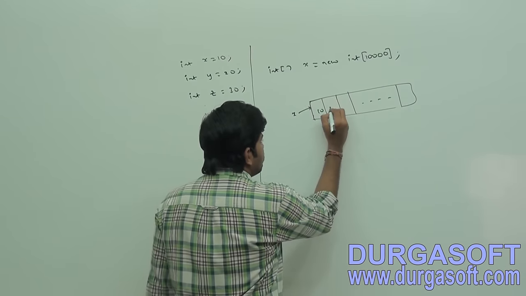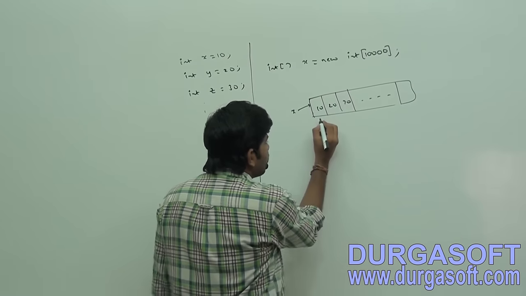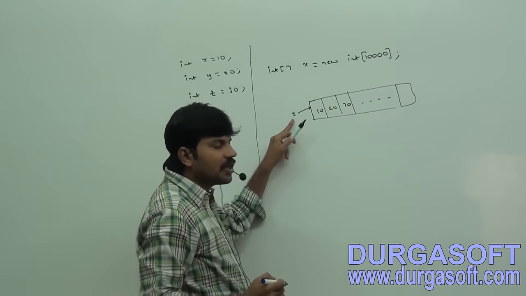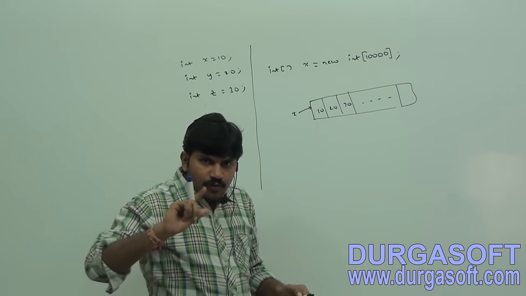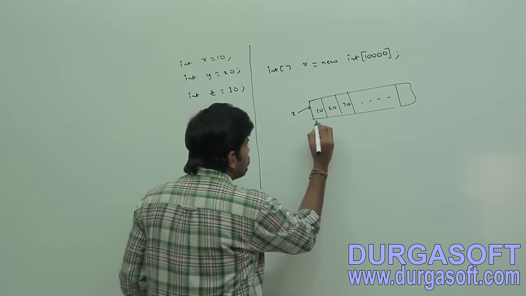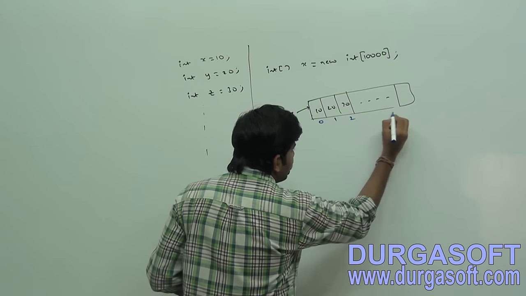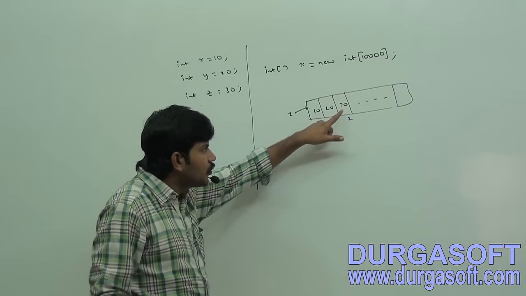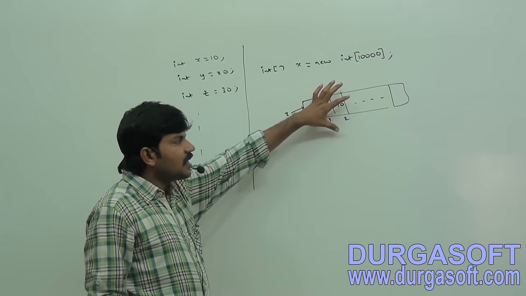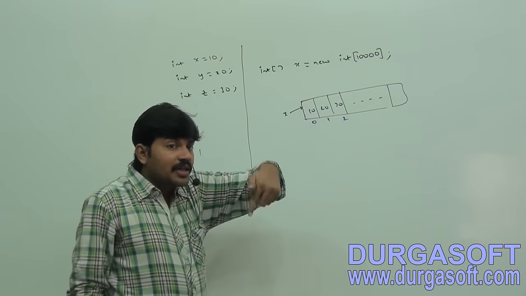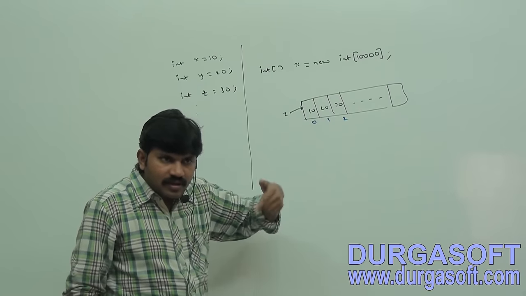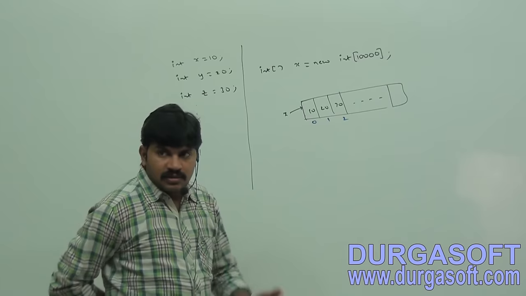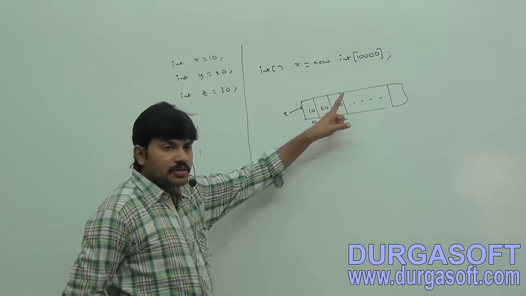First value, second value, third value. Sir, with only one variable and 10,000 values, how can you differentiate these values? By using the index, starting from 0: x[0] is 10, x[1] is 20, x[2] is 30. Can you tell what is the advantage of arrays? We can represent a huge number of values by using a single variable. That is the advantage of the arrays concept.